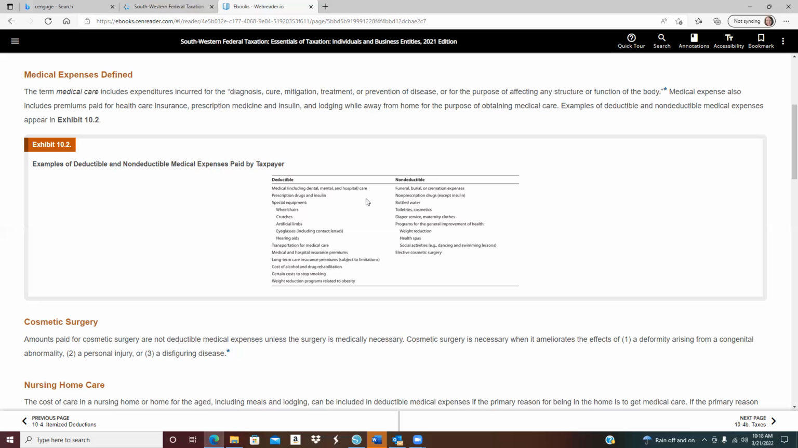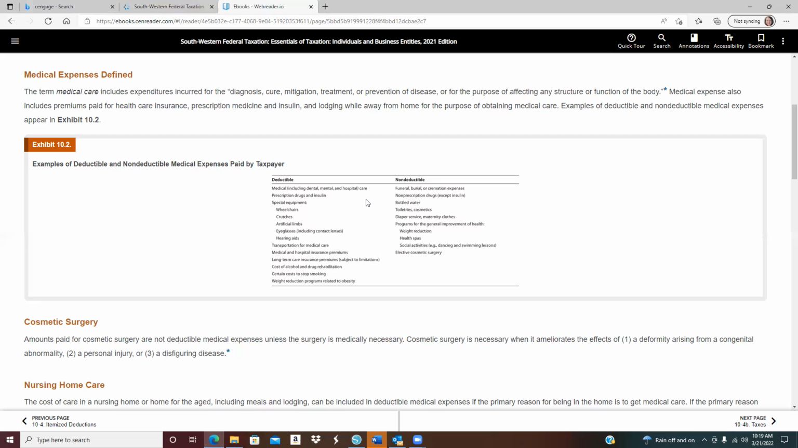Now, let's talk about the weight reduction. Okay, so there's a specific condition: you have to be labeled obese, which is considered a medical condition. So treatment for a medical condition is deductible. If you are not obese, and therefore do not fall into that medical condition, it does not qualify. So that's where those differences really fall when it comes to that. Again, the last one, elective cosmetic surgery, is not deductible unless the surgery is medically necessary.